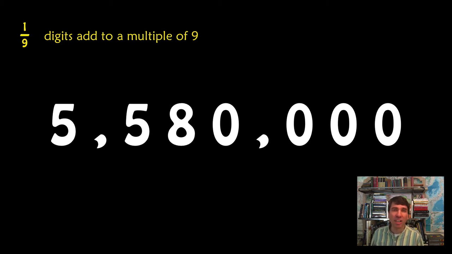So you see, all that we need to do to figure out if something is divisible by 9 is we need to add up all of the digits and see if that number is divisible by 9.